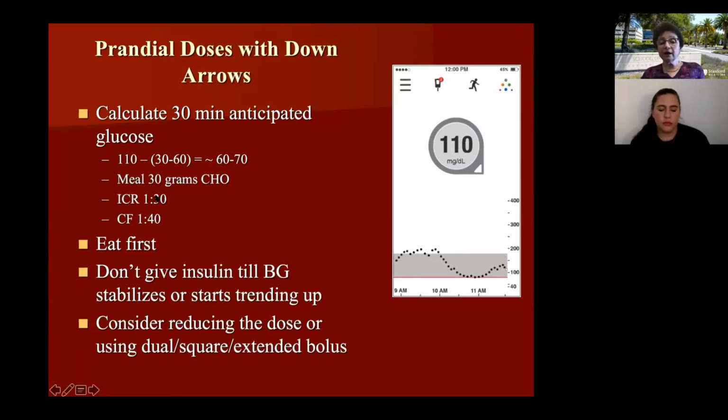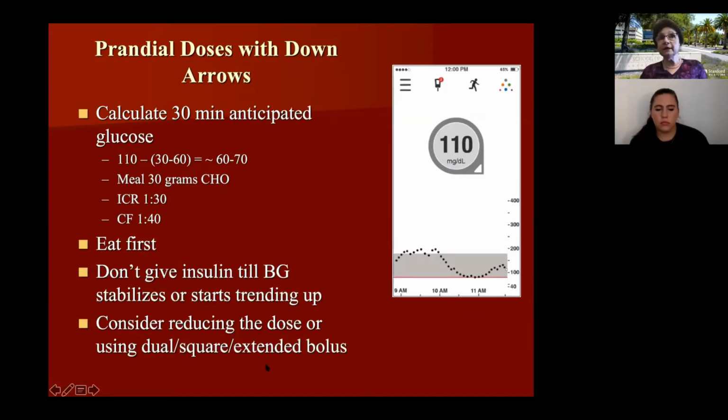Again, your insulin to carb ratio is 1 unit per 10 grams, sorry, and then the correction factor is 1 to 40. So you can do two things. You can either eat first and wait till the arrow stabilizes and then take insulin, and take a little less, right? Because you're starting with 60 to 70. And if you're 1 to 10, then don't put 30 grams, put 20 grams. Otherwise, it's going to bring you back down again. So don't give the insulin till blood sugar stabilizes before you actually see this trend down. And as we said, consider reducing the dose.